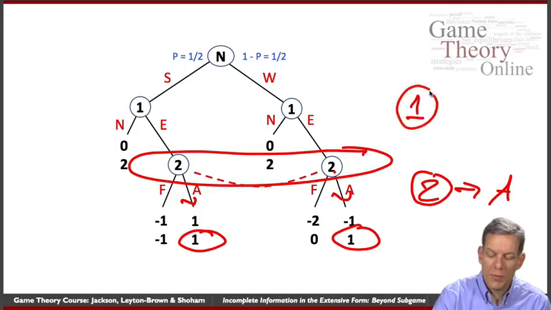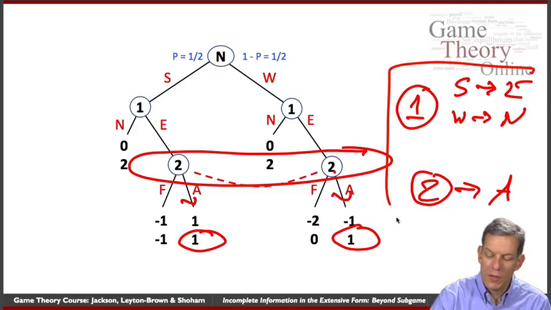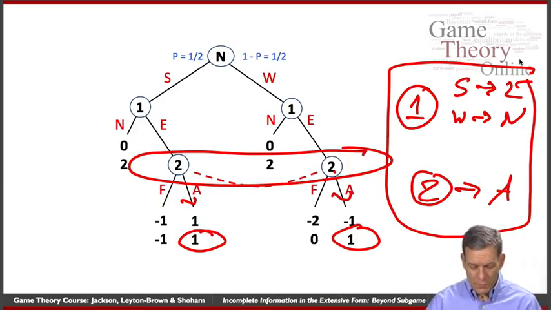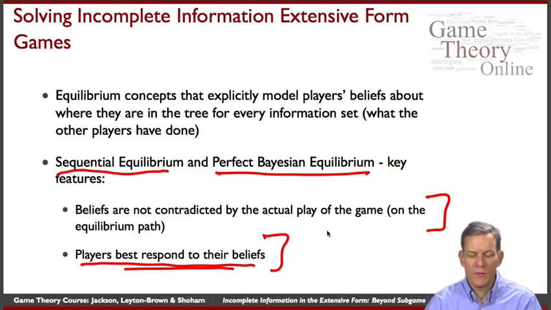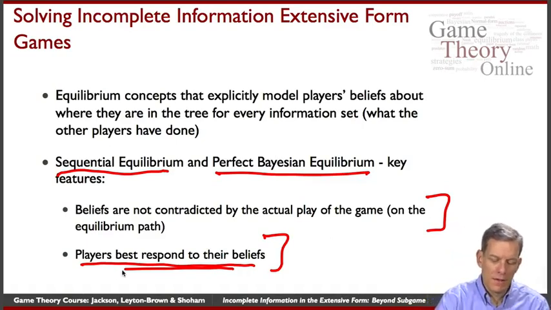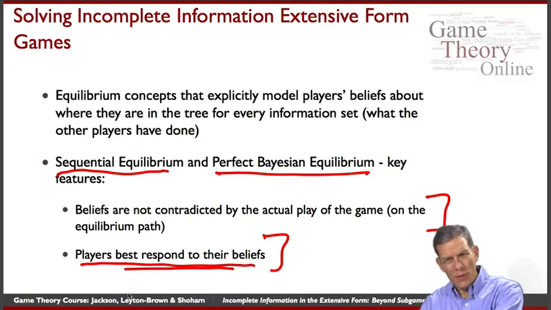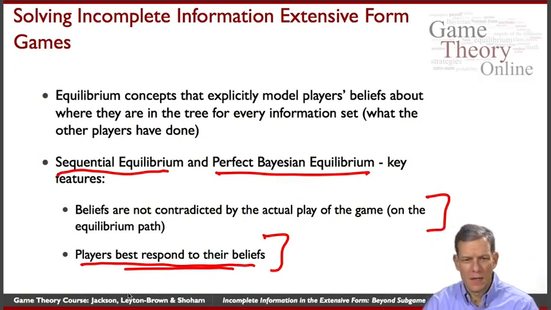Then for player 1, if player 2 is acquiescing, player 1 is strong, they should definitely enter. If player 1 is weak, they should definitely not enter. So we end up with a unique prediction in this game, whereas with subgame perfection there were many. So the idea here is we have these extra impositions that players have beliefs. First of all, they're not contradicted, so it has to be that what they're believing is consistent with the way that other players are playing. And players should best respond to their beliefs, which is imposing credibility at every information set in the game.